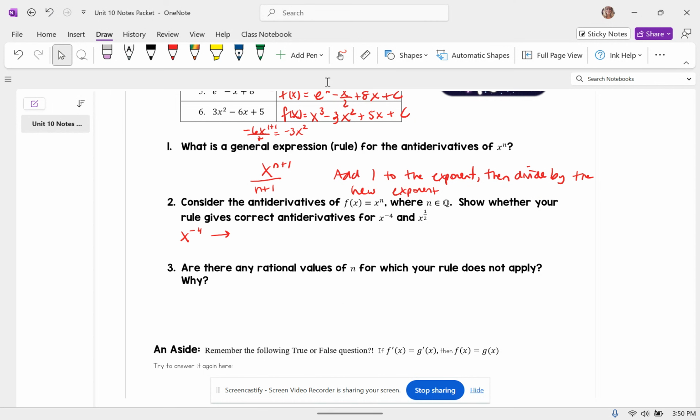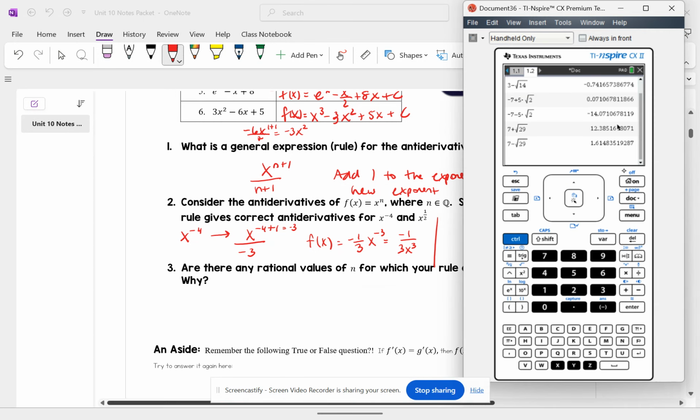So if I wanted to work backwards, I would do x to the negative fourth plus 1. That would give me a negative 3, and then I would divide by the new exponent. So the original would have had to have been negative 1/3 x to the negative third, which could be written as negative 1 over 3x cubed. Let's go ahead and check and see if that would be correct by doing the following.